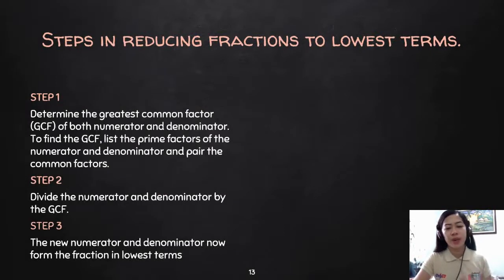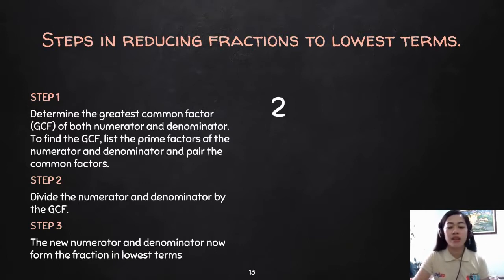Now, how are we going to reduce or simplify fractions to lowest terms? So we have here steps. Step 1 is to determine the greatest common factor, or the GCF, of both numerator and denominator. How? By listing the prime factors of the numerator and denominator and pair the common factors. For step 2, we have to divide the numerator and denominator by GCF, or the greatest common factor. And for step 3, the numerator and denominator now form the fraction in the lowest terms.